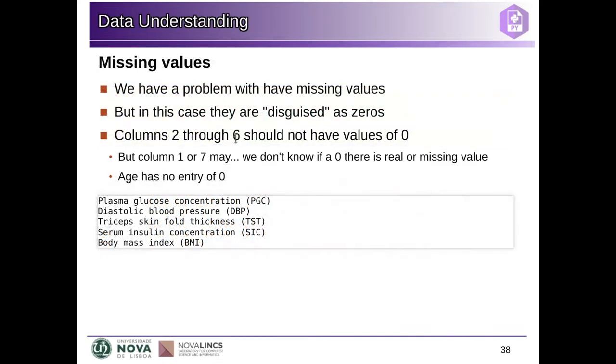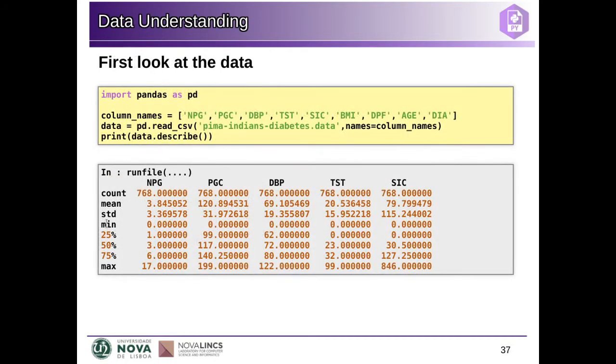In this case, even though we don't have missing values, we have a problem with missing values because we have some zeros in our data that should not be there. For example, if you look here, the minimum value for number of times pregnant is 0. So this is realistic because maybe this woman was never pregnant. But the plasma glucose concentration cannot be 0, and the diastolic blood pressure cannot be 0. So there are indicators here that would not be possible to be 0.